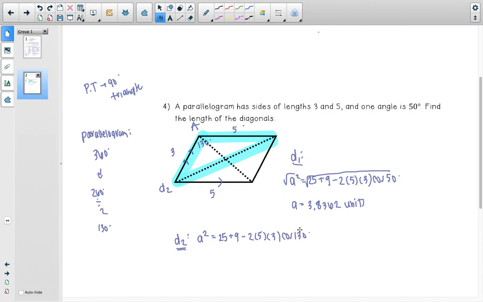And this is where my notes online, the completed notes, are wrong because it said 120. And we know we can square root it because that gets us A. And we can go ahead and type that into our calculator. So we can do the square root of 25 plus 9 minus 2 times 3 times 5 times cosine of 130, which leads you to 7.2996 units.